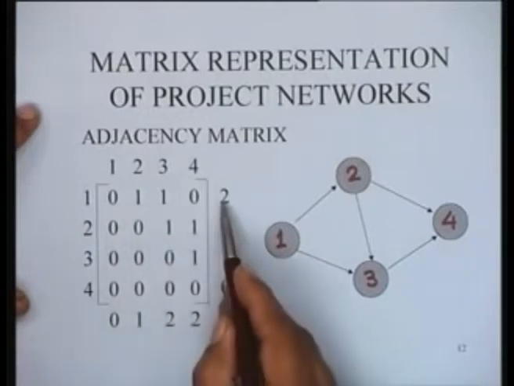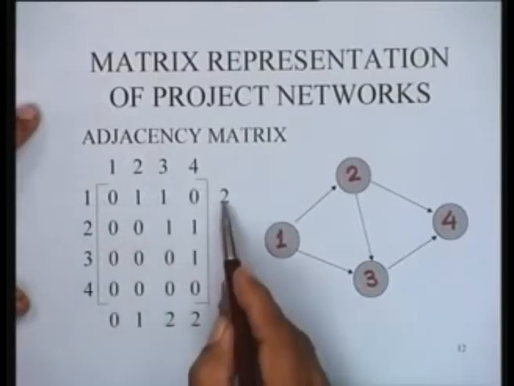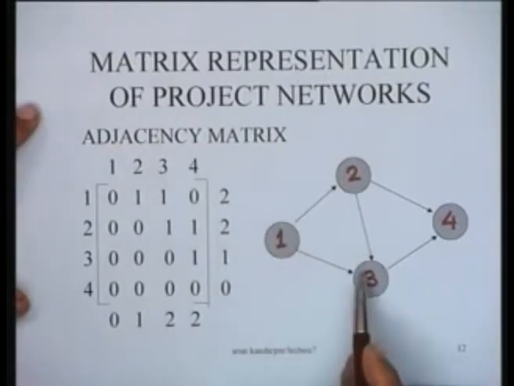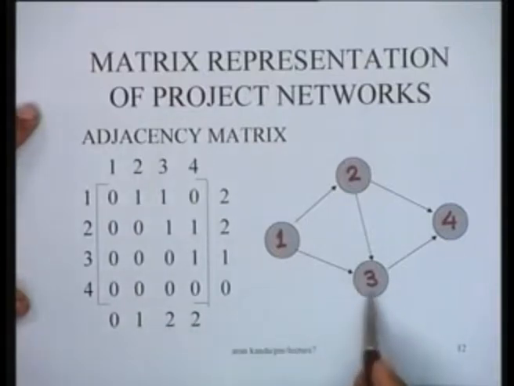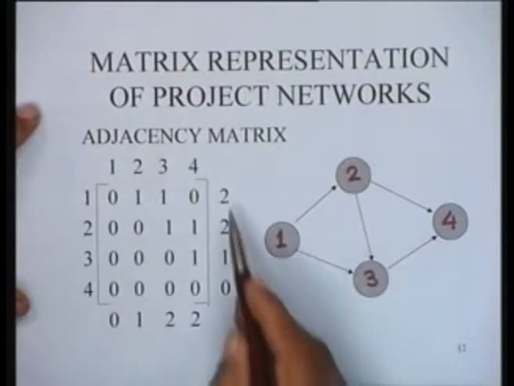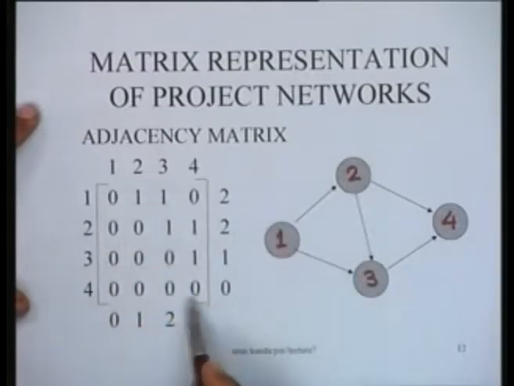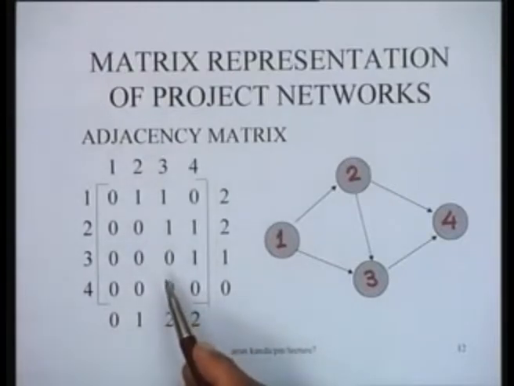If you take the row sum or the column sum, the row sum for instance shows you that from node 1 there are 2 outgoing arcs. If you take the column sum, it shows that onto node 3 there are 2 incoming arcs. So rather than dealing with the network, you can deal with this matrix only, and it gives you the entire structural information about the project network. So this is the adjacency matrix.